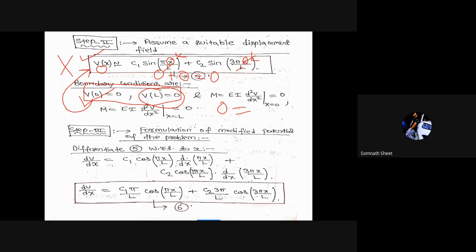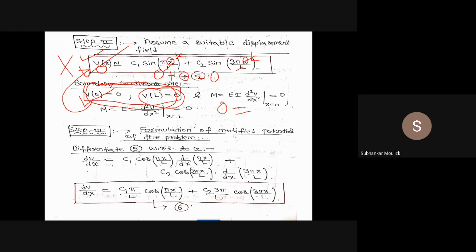Zero, sir. Sine pi is 0, sine 3 pi is 0. So ultimately, this Vx will be 0. That means the trial function or the assumed displacement field which I have chosen is correct. It is satisfying the essential boundary condition. So it is not like I am choosing blindly.